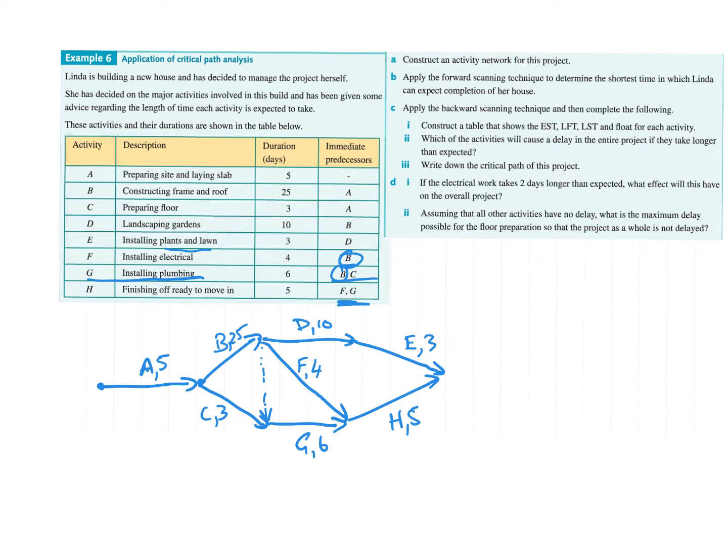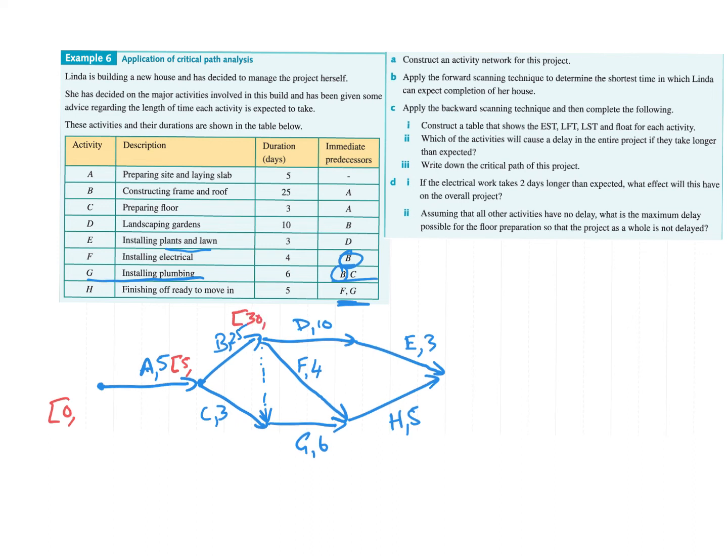Now it says construct and apply the forward scanning technique to determine the shortest time in which Linda can expect the completion of her house. So I'm going to change to red here so I can discriminate between. So we've got to start at 0, 0. And then at this particular vertex here, A took 5, so that's the minimum time. Now to get up to B, we're looking at 30.